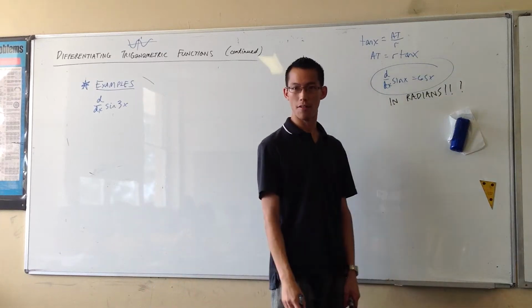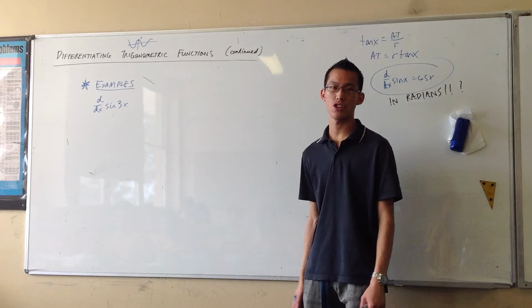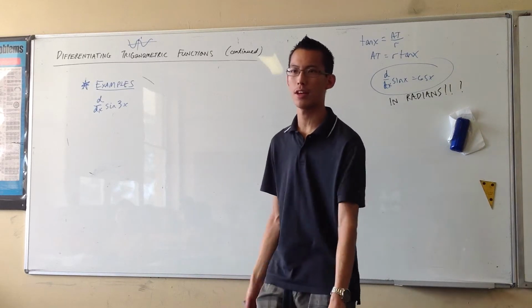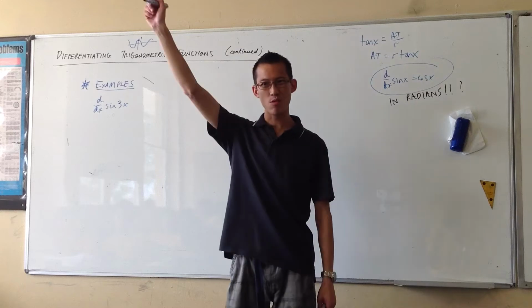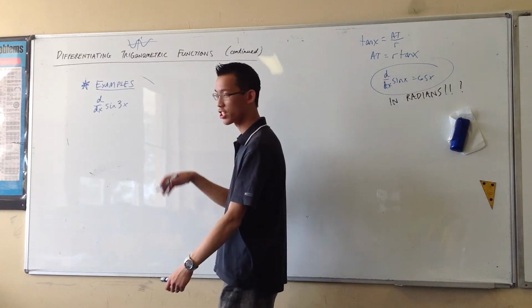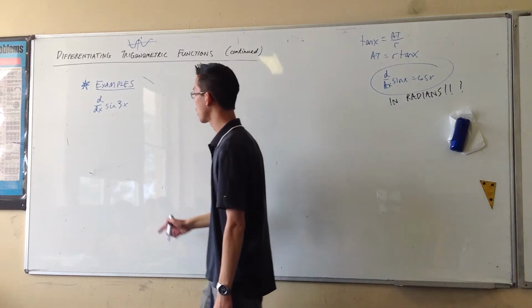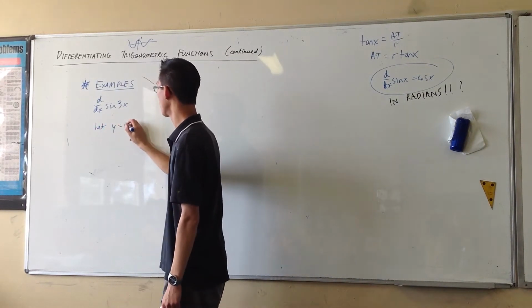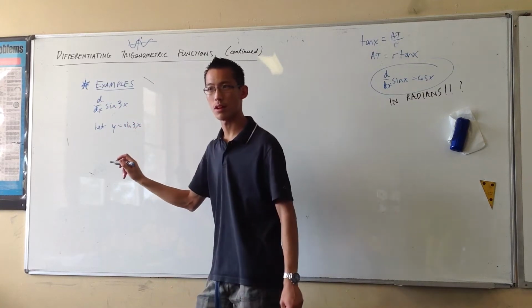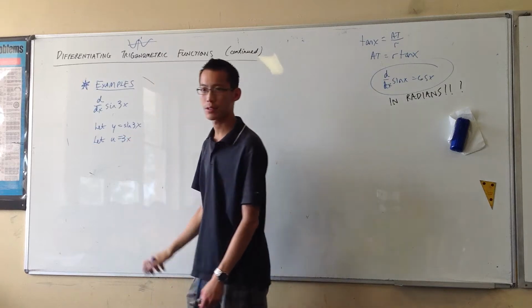Differentiate sine of 3x. Okay. Now, so far, when you've been doing chain rule, you've gotten familiar enough with it that you skip doing the full steps with like, let u equal this, and so on. But just because we're starting a new family of functions, I'm going to do it. So let's let y equal sine 3x. Okay. So let u equal 3x.